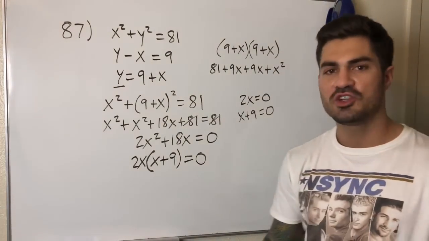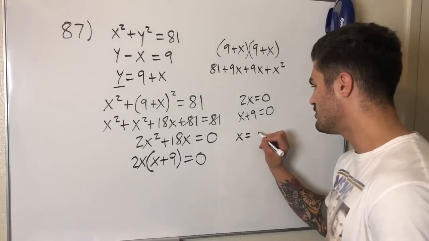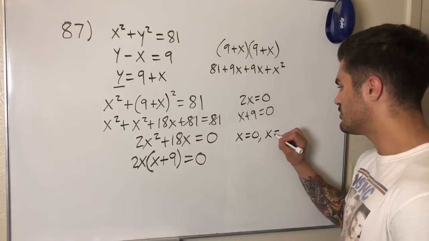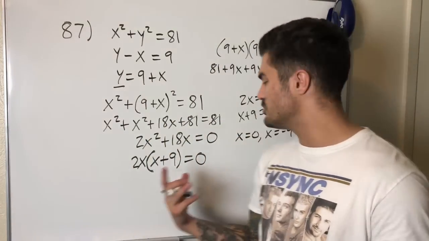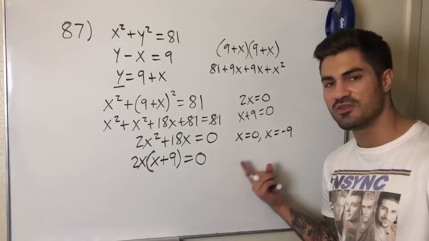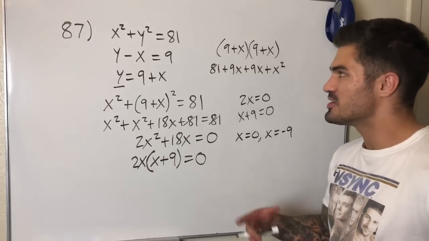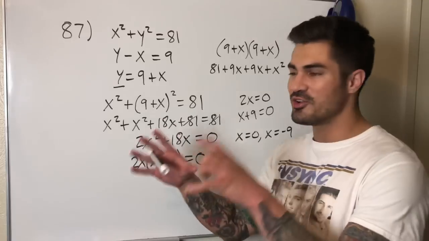So if I solve each of these equations, which I'm sure y'all are all capable of doing, I get x equals 0, and I get x equals negative 9. So I actually have two solutions for x, which means I'm going to have a y coordinate that goes with each of these x's, right? So my solutions are going to be kind of like ordered pairs. I'm going to have xy and another xy.